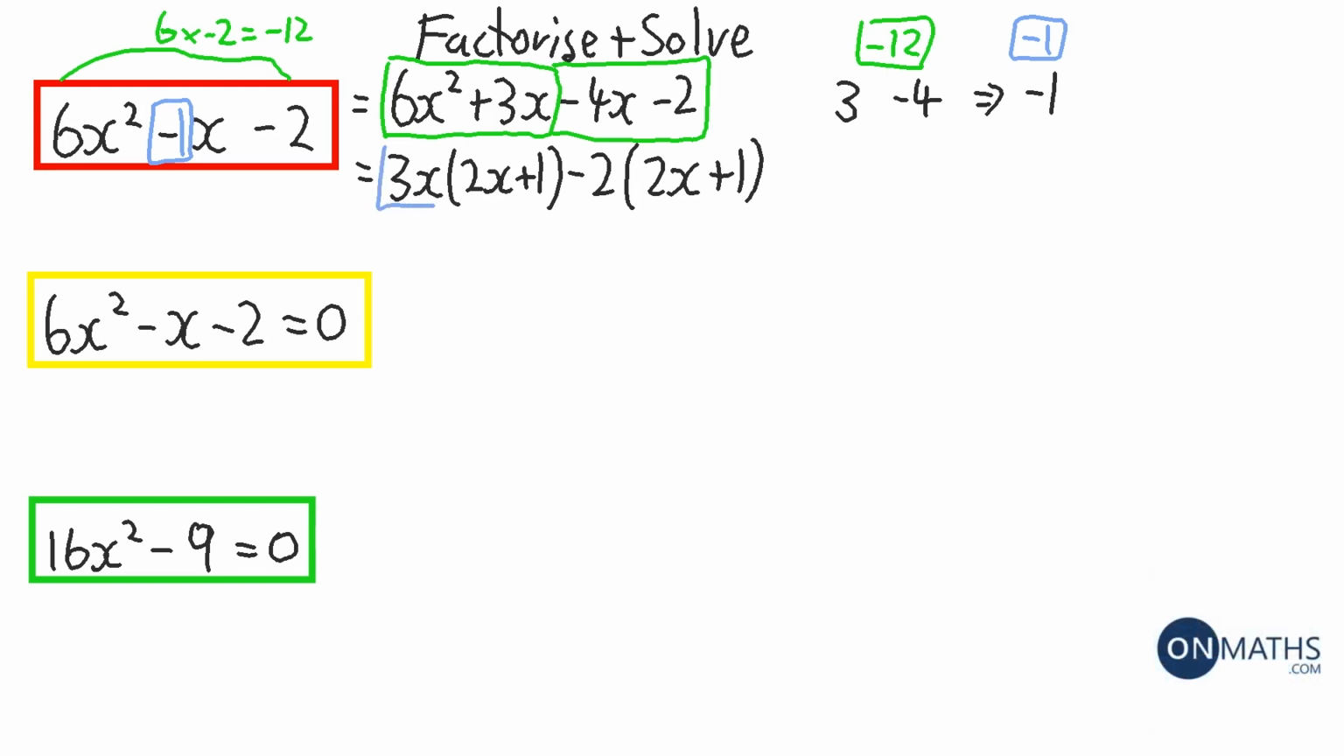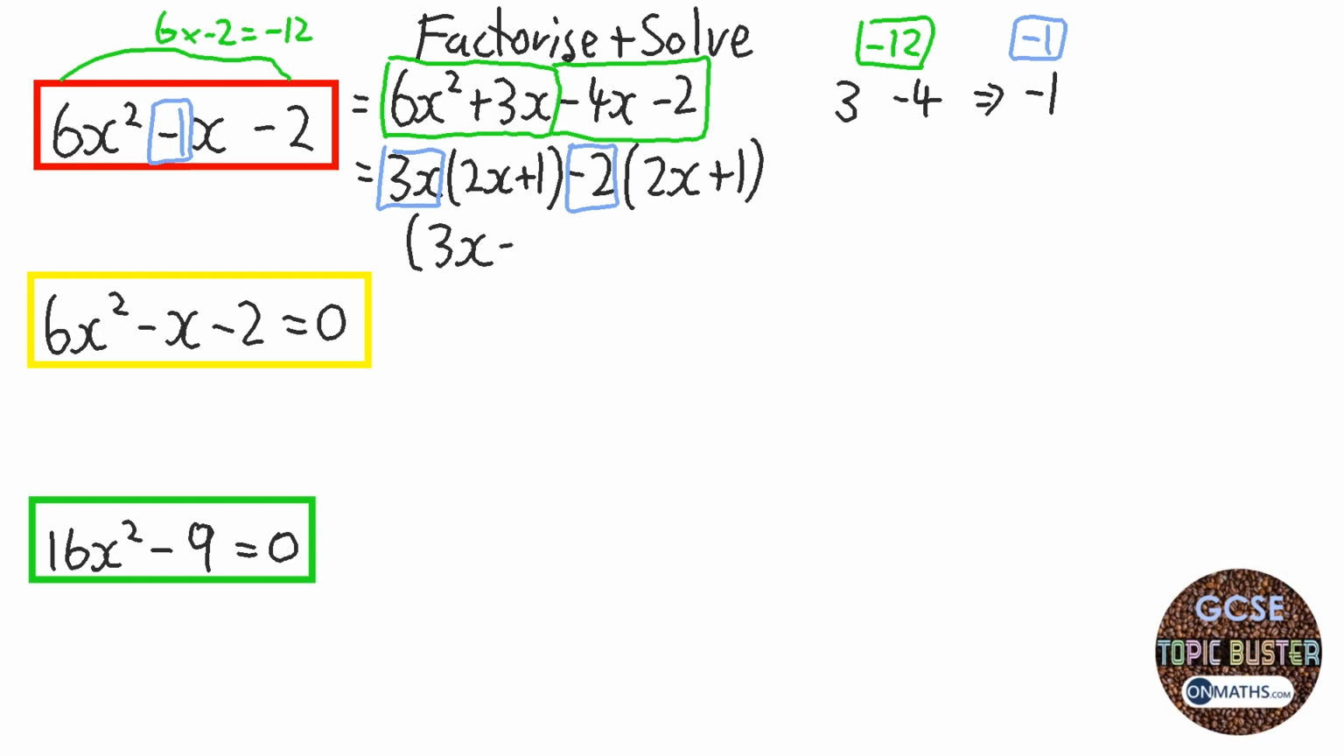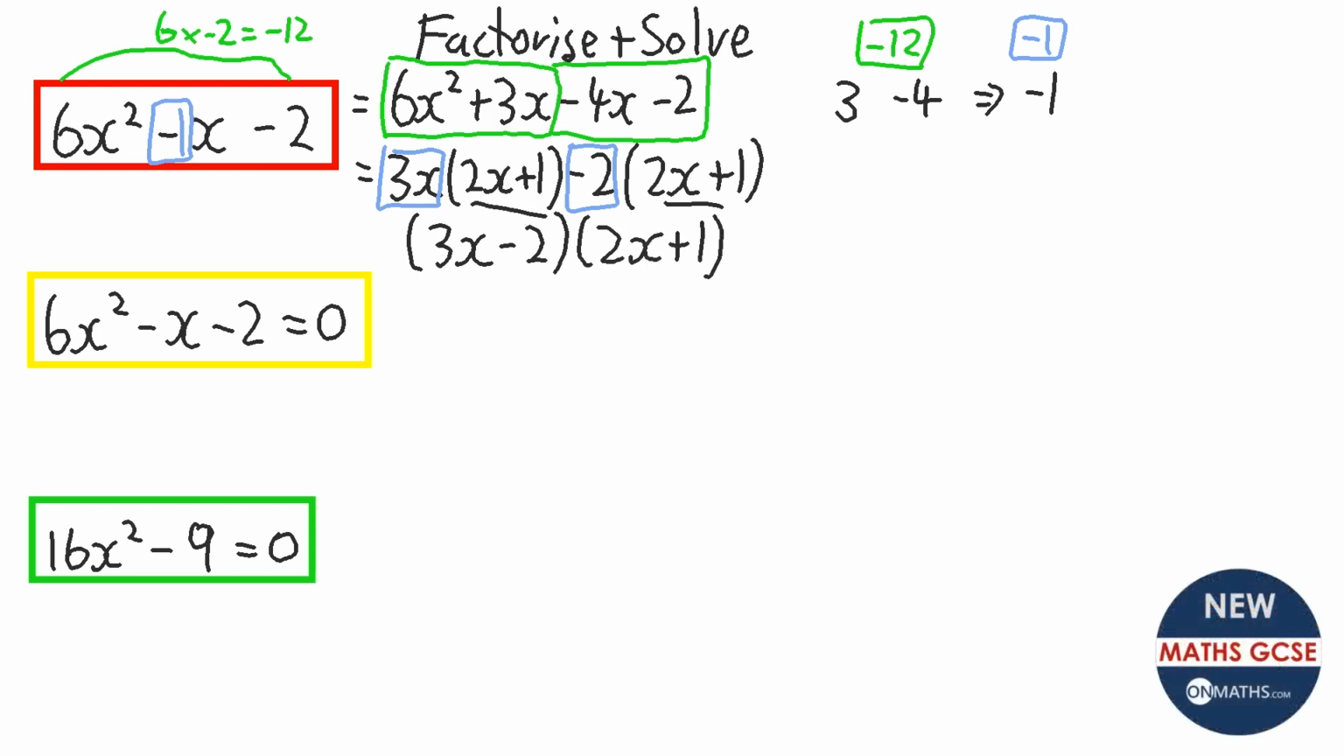Okay, so I'm going to look at that 3x and the minus 2. I'm going to form a bracket with that. So bracket 3x minus 2. And then the repeated bracket comes next, so 2x plus 1, and that's it factorised.